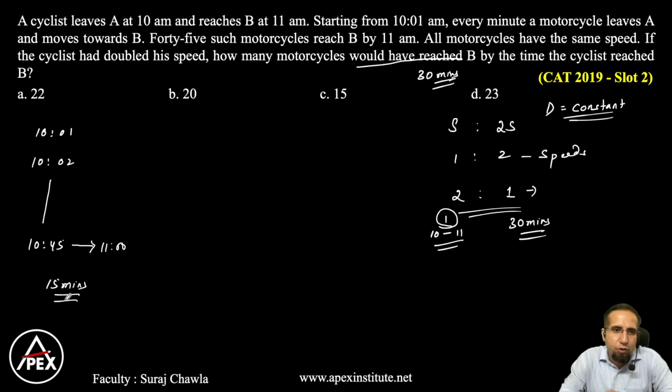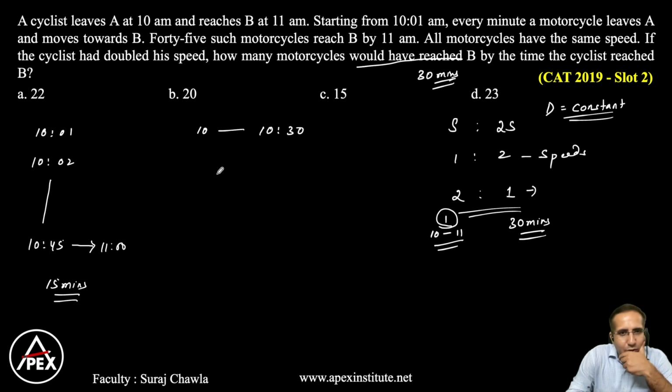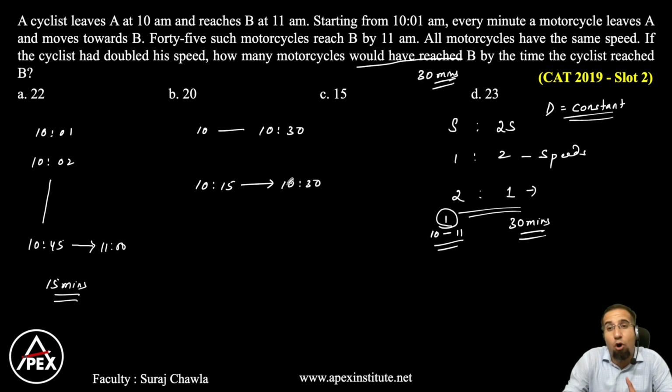Clear? Right? Now, so if I have time from 10 o'clock till 10:30 in the second case, and the motorcycle speed is not changing, which means the motorcycle will still take 15 minutes to reach. Right? So, all that we can look at is, I know that the last motorcycle, which is starting at 10:15, will reach B at 10:30. Because anybody starting at 10:16 will reach beyond 10:30, right? So that means I'll meet all the motorcycles from 10:01, 10:02 and so on till 10:15.